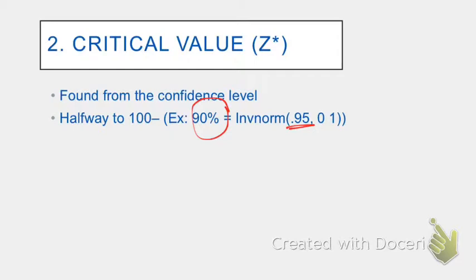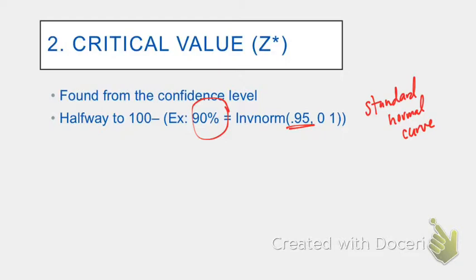And you get 1.6. And then you use 0 and 1 as your mean and your standard deviation because it's from a standard normal curve. And I'm about to show you a picture that kind of explains why we do that. But that's the process that you would go through.